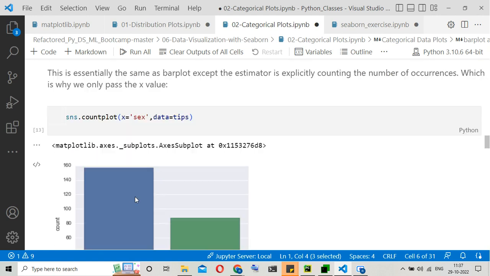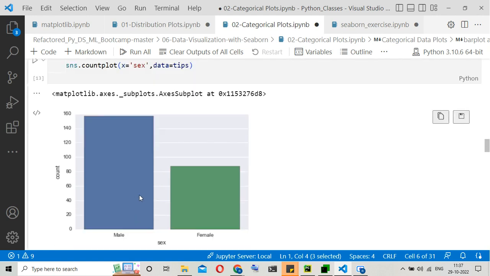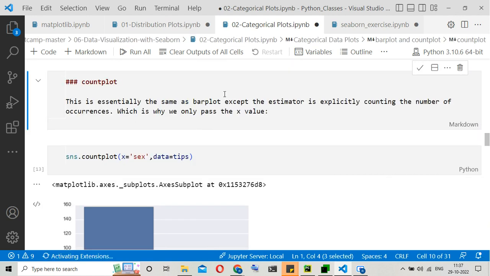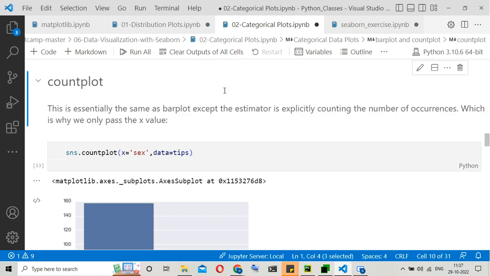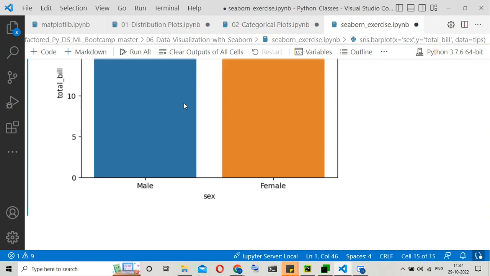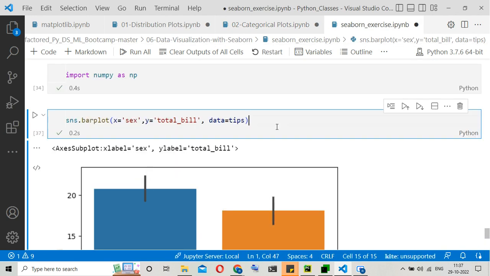Count will actually count how many males are there, how many females are there. Same, it explicitly counts the number of occurrences. We only pass the x value. No need to pass y. It will count based on that.